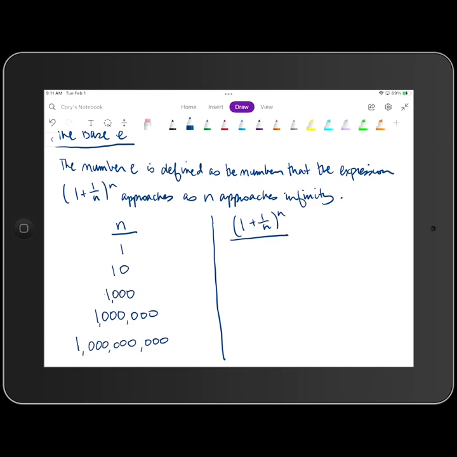So when we plug 1 in, we get 1 plus 1 over 1, which is 1 plus 1, which is 2, raised to the first power. So that expression when n is equal to 1 is equivalent to 2. That's the only one that we can do by hand. The rest you're going to need the calculator for. So you're going to do this when n is 10, when n is 1,000, when n is 1,000,000, and when n is 1,000,000,000.